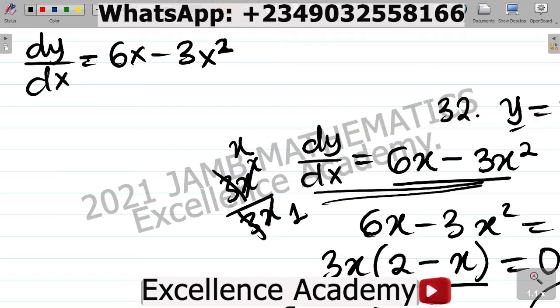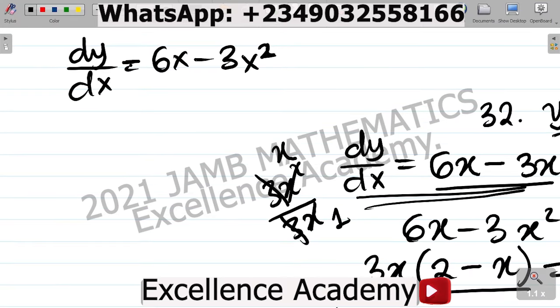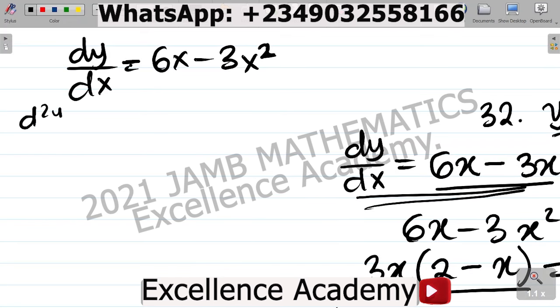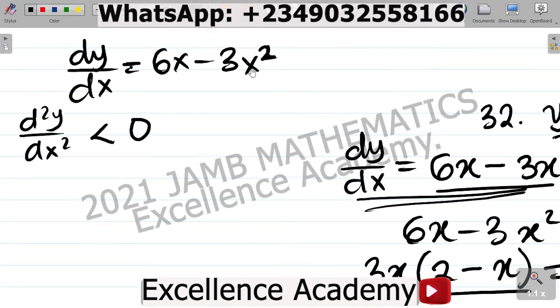Now, in this question here, for us to get the maximum value, there's a condition to it. The condition is that d squared y over dx squared should be less than 0. That's the condition. So to get the value of d squared y over dx squared, I have to differentiate dy/dx. So we're going to differentiate this one again. From here, let's differentiate dy over dx.